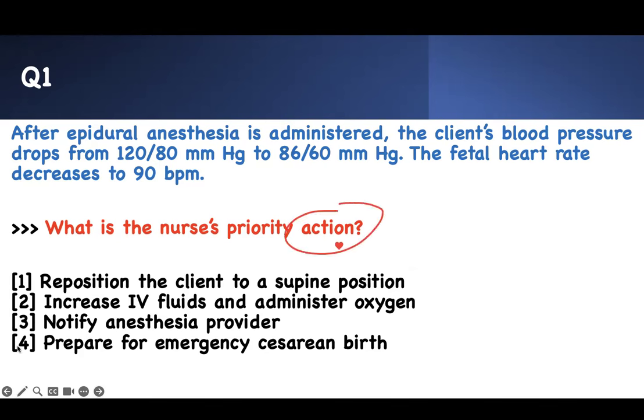Now, what is the question asking us? After epidural anesthesia is administered, the client's blood pressure dropped from 120/80 to 86/60. The fetal heart rate dropped to 90. That's the question. Now read the answer choices.